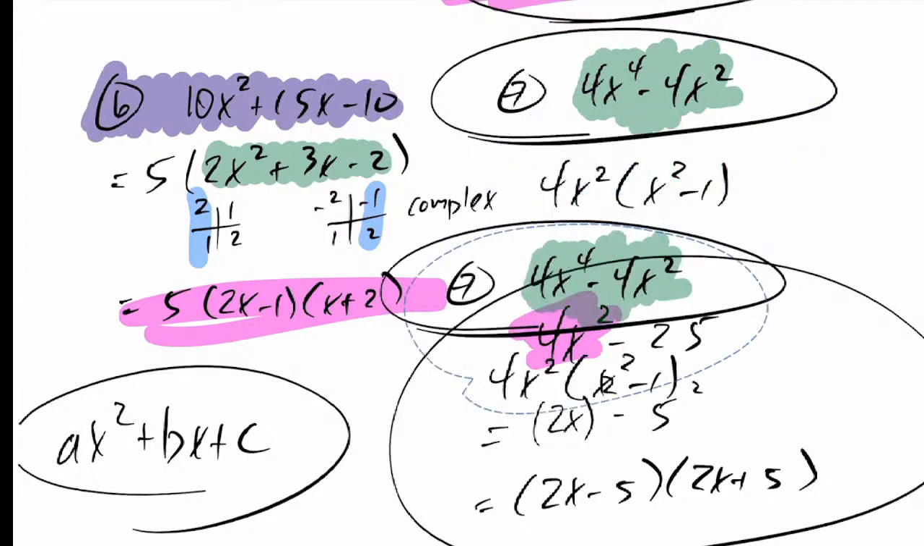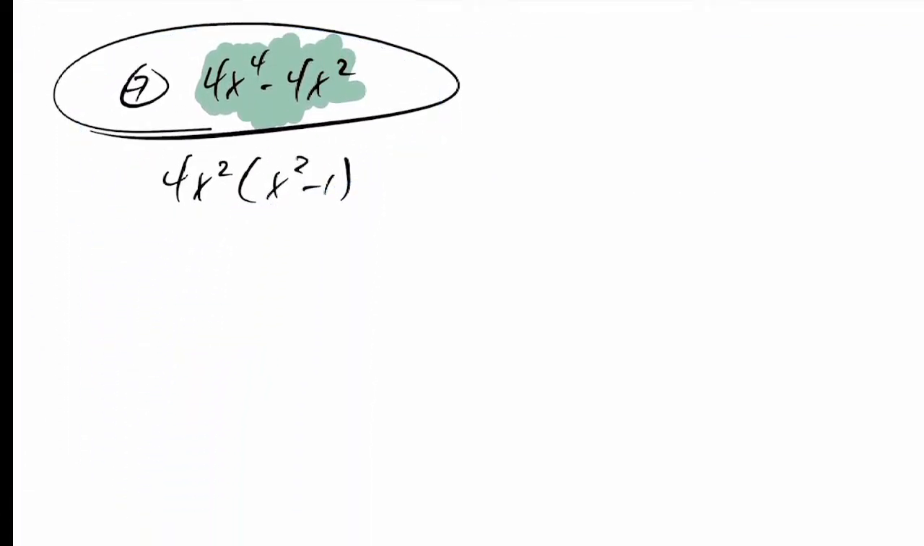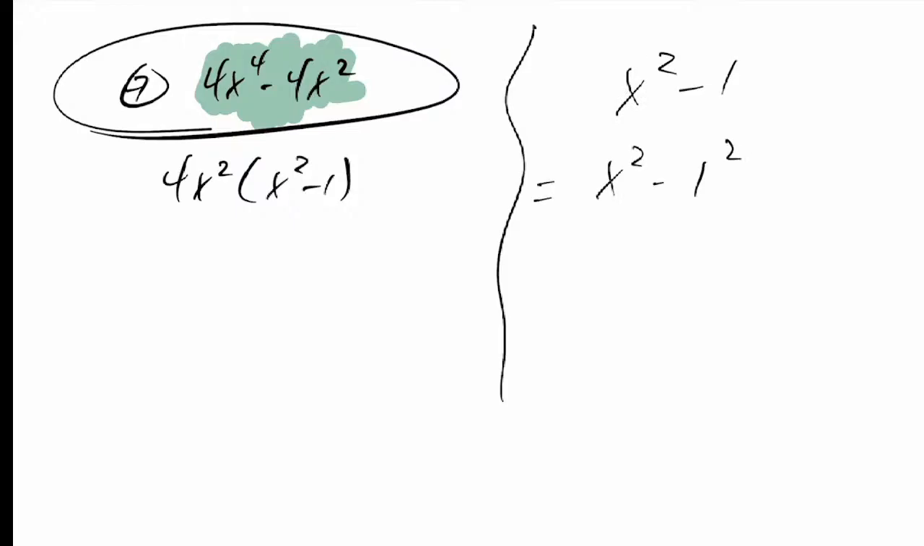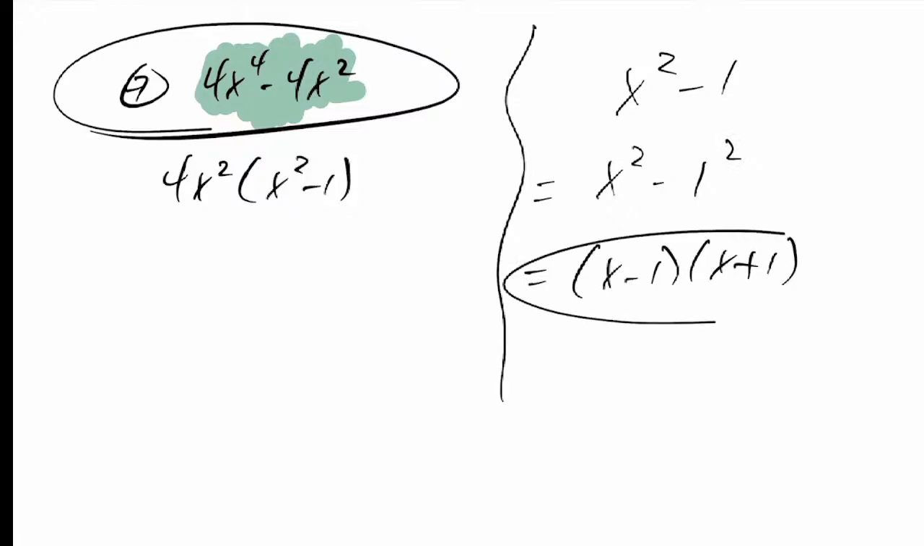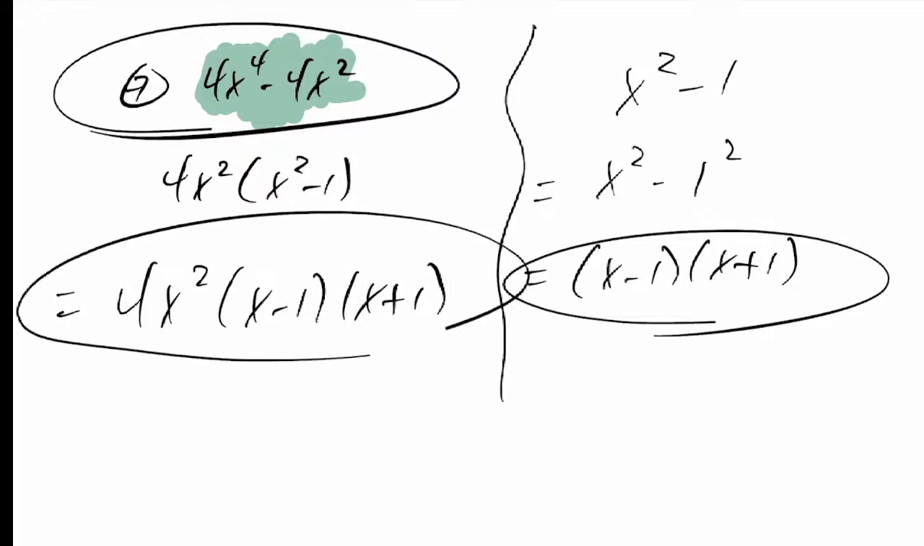Here, let's bring this over here so we can see a bit more. I'm left with x squared minus 1. And you'll notice you can do this further. If someone writes x squared minus 1, that's actually a difference of squares because I can write that as x squared minus 1 squared. And that'll factor into x minus 1 times x plus 1. So here I can get rid of this x squared minus 1 and write it as x minus 1, x plus 1. And now it's fully factored.